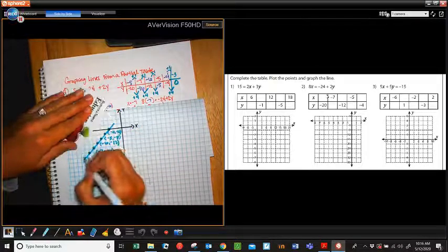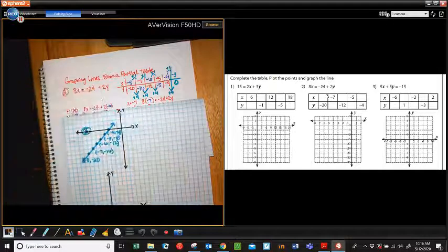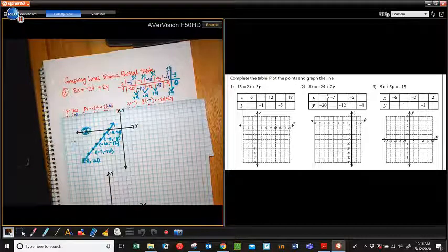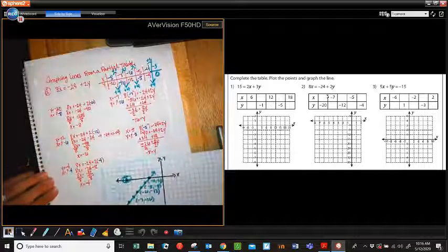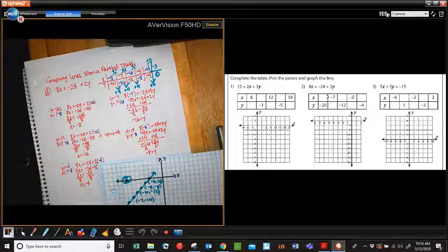Remember to draw your line through the points with arrows on the end, and we are finished. All right, stay tuned for number 3.